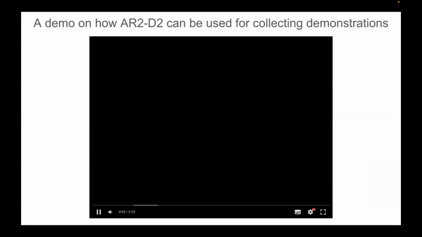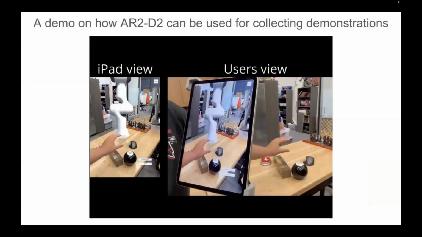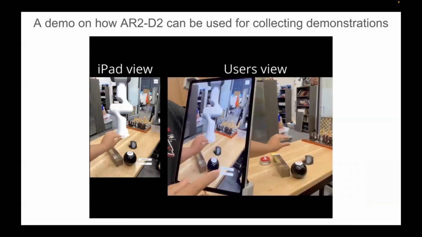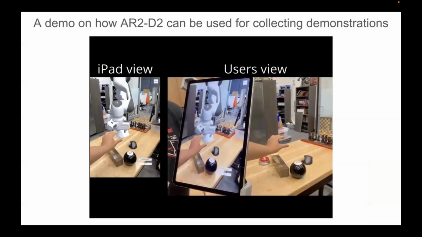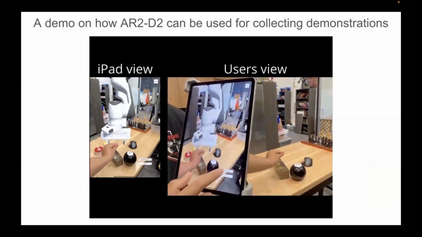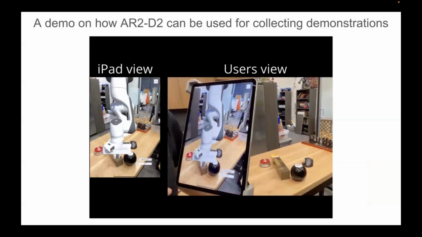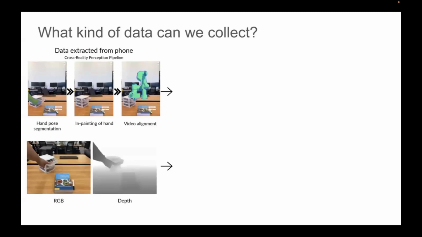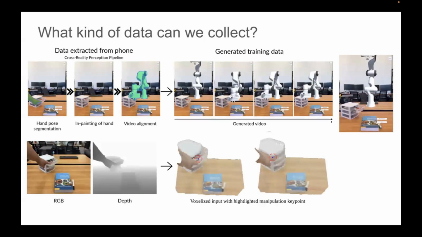This is a demonstration of our AR2-D2 mobile application interface. The system projects an AR robot into the physical world, and the robot follows the human hand pose, and the user's finger controls the closing and opening of the gripper. All of the visual data and hand pose data are being captured for later use in training. With the collected data, we employ a few tricks in computer vision to generate visual-based data for training visuomotor policy and also 3D voxelized representation to train VC such as PerAct.